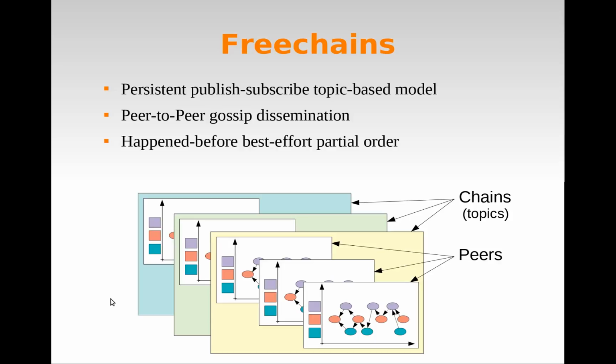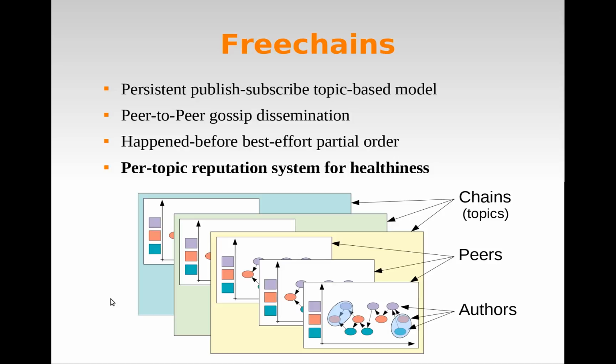As we already discussed, Freechains orders the author's posts with a happened-before relation with best effort. Events that have a cause and effect, for example, a question followed by its answer, will always have the order preserved. But independent events, for example, two answers for the same question, might be delivered in different orders by the peers in the network. Our main contribution with Freechains is a decentralized reputation system to be presented. Each chain has its own independent system to keep the quality of posts and authors.